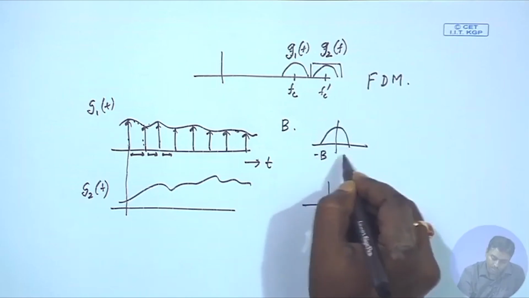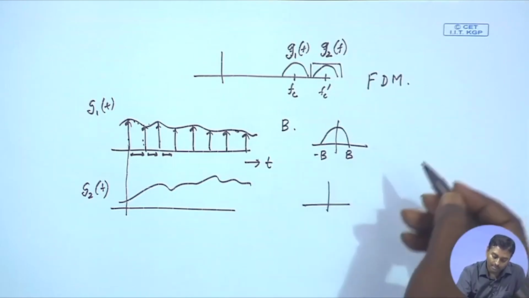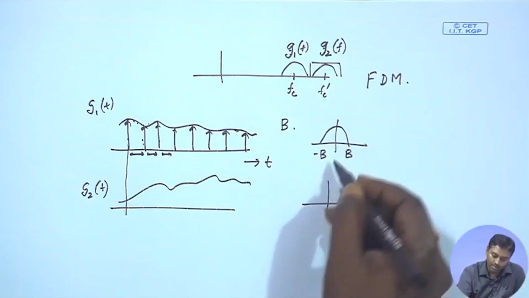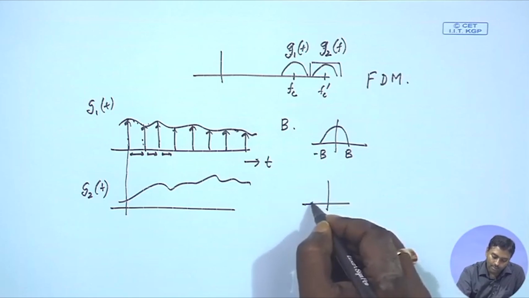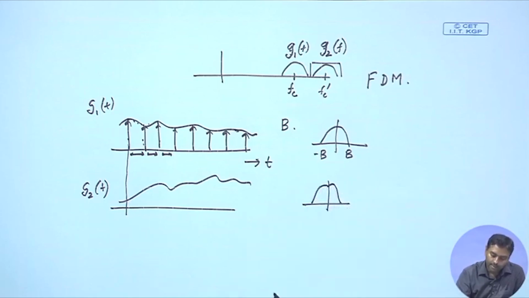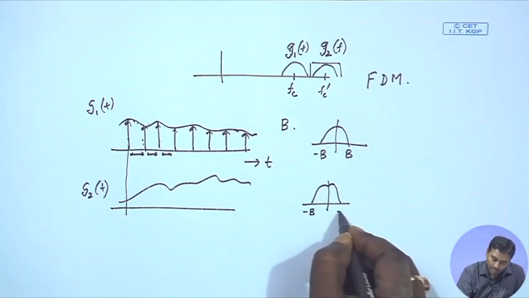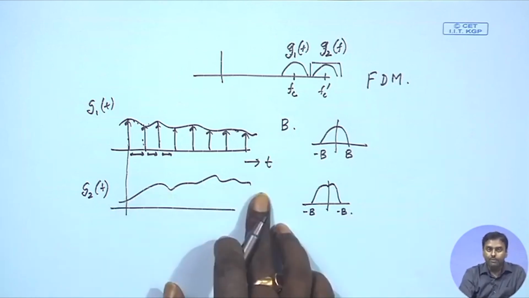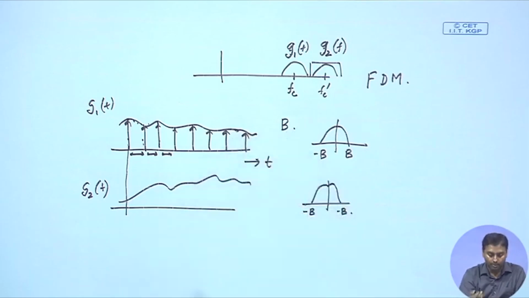So, minus B to plus B, and this is probably another voice signal. Suppose, let us say, this is a voice signal, so this is 3.4 kilohertz. I have another voice signal where the shape is a little bit different, but it is still from minus B to plus B. If that is happening, then the sampling rate will be the same, equivalent for both these signals.